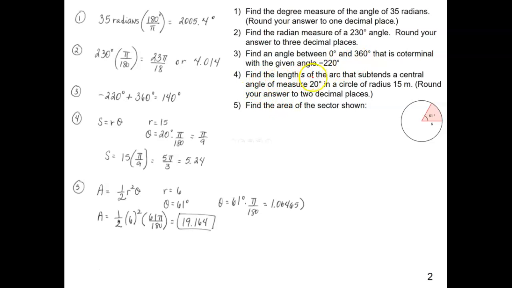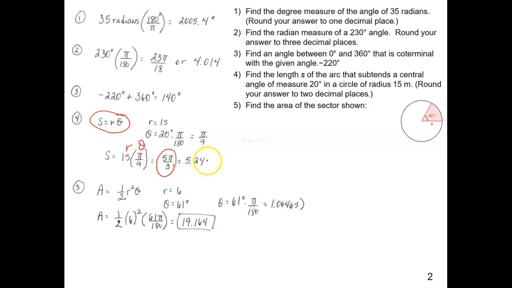Number 4, find the length S of the arc that subtends a central angle of measure 20 degrees in a circle of radius 15. So we're going to use the S equals R theta formula. Our radius is 15. We need to convert theta to radians. So we'll do 20 times pi over 180 and get pi over 9. So we'll do 15 times pi over 9, this is my R and my theta. Multiply those two together and reduce my fraction.